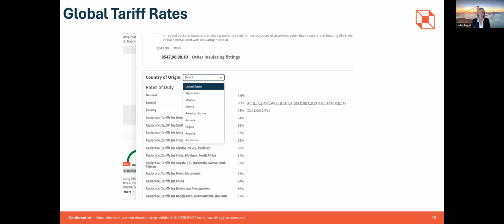Okay, let me just double check here. Does the system support transfer price adjustments for multiple countries?